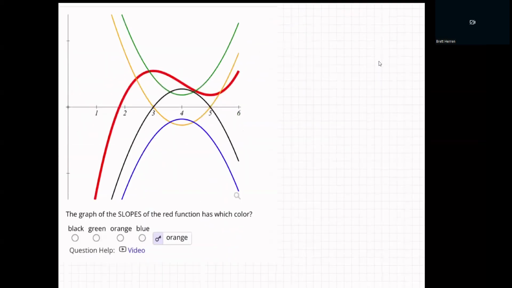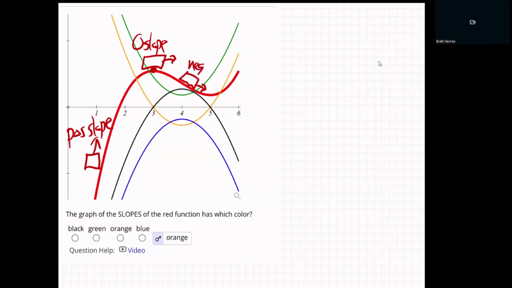Let's look at another one. How about this one? Again, you're riding the red roller coaster. And so here you are. You're going positive, really positive slope, right? And then right around here, the tip top, you hit a zero slope, flat for just a second. And then you're going downhill, negative slope. Then right about here for a second, you hit a zero slope. And then you finish up with a positive slope.